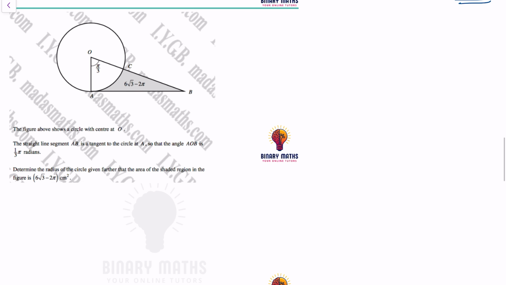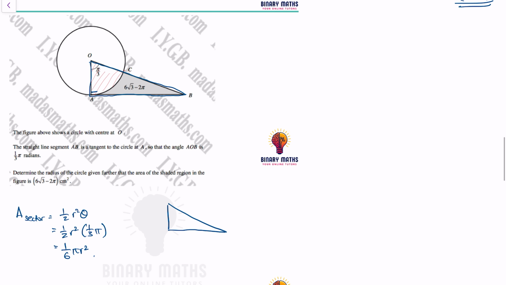Okay, next question. The figure above shows a circle with center at O. The straight line segment AB is a tangent to the circle at A, so the angle AOB is a third pi radians. Determine the radius of the circle given further the area of the shaded region in the figure is 6 root 3 minus 2 pi. Okay, so first thing, if I work out the area of the triangle, and then I take away the area of the sector, I'm left with this shaded area. So let's work out the area of the sector first.